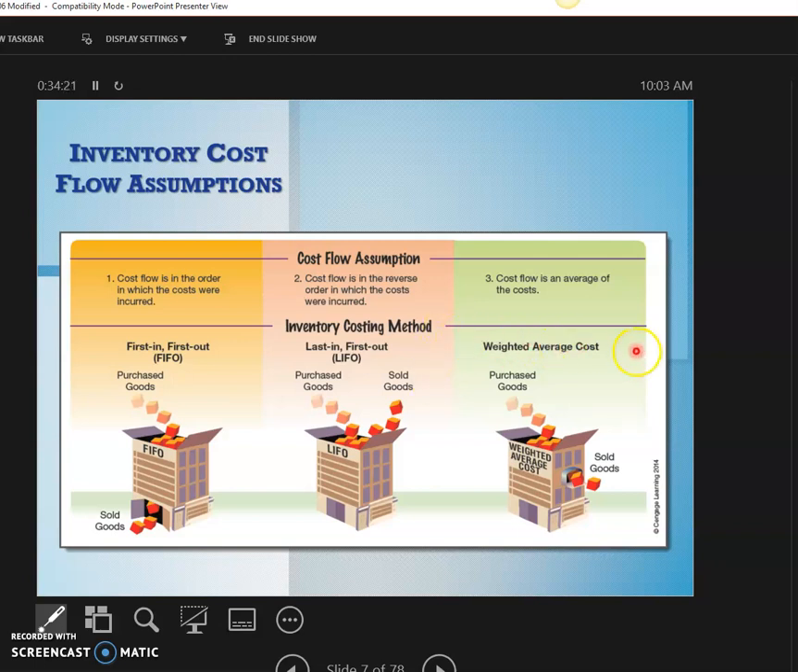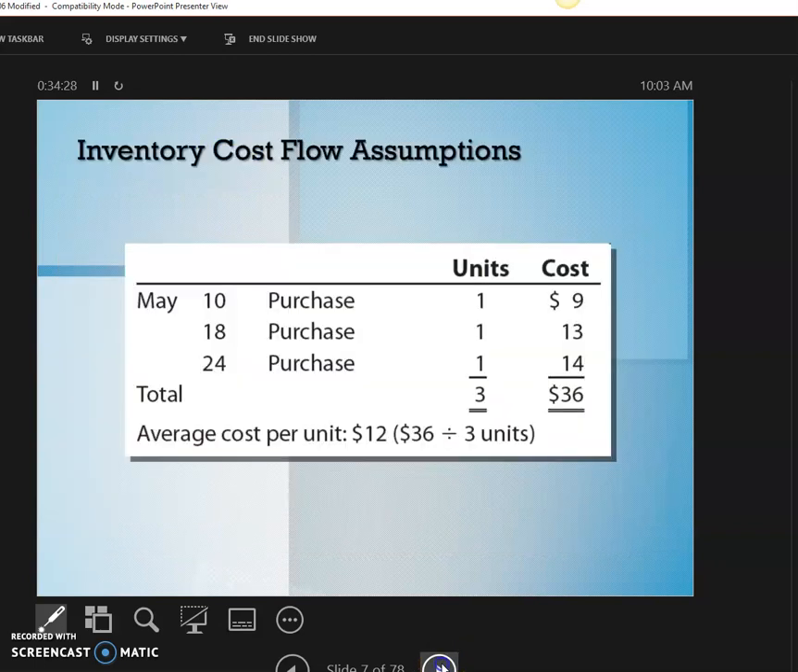Finally, it's weighted average cost, and it's just cost flow is in an average of all the costs. So let me show you how to take a look at that. Here's an example of three different purchases we made. The first purchase was on the 10th. We paid $9 for it. Then we bought another piece at $13. Then we bought another piece at $14.